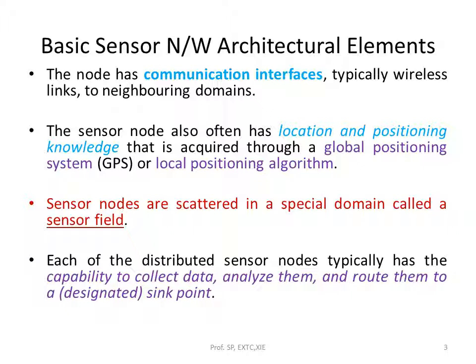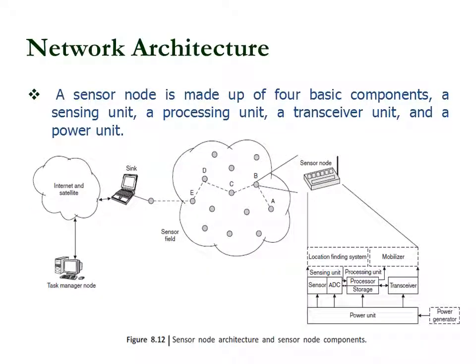So sensor nodes are scattered in a specific domain, and this domain or area will be known as the sensor field. Each of the distributed sensor nodes typically has the capability to collect data, analyze it, and route it to a designated sink point. Network architecture. This is what the network architecture is.